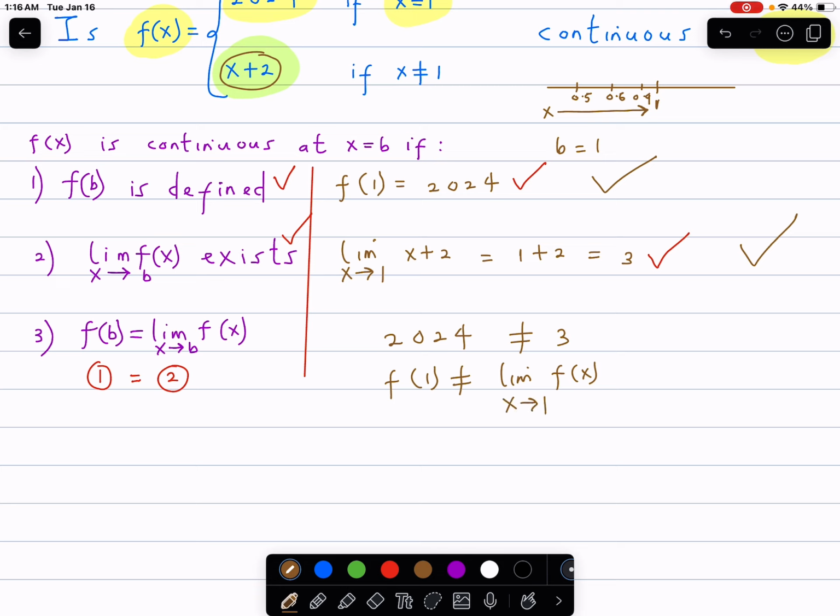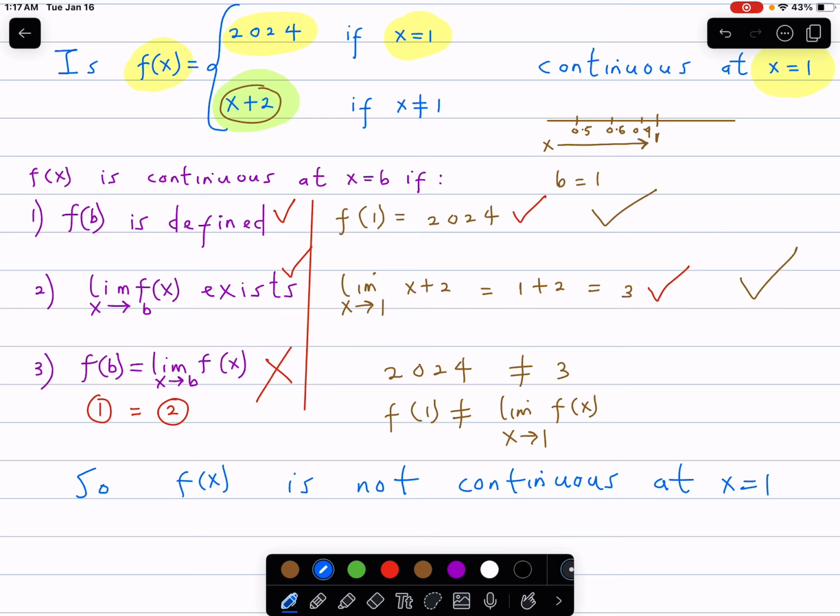So since all three conditions do not hold, we say that the piecewise function f of x is not continuous at x equals 1. Even though two of them hold, since all three conditions do not hold, the function is not continuous at that point.